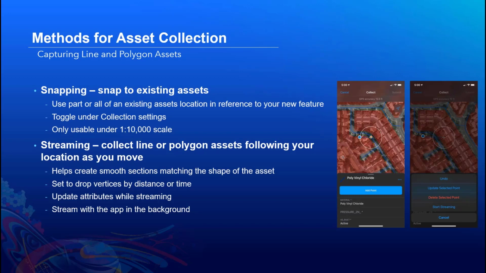We also covered streaming. Streaming is where you collect a line or a polygon asset which follows your GPS location as you move. This helps you create smooth sections along your line or polygon features. You can set it to drop vertices based on the distance you're covering or the time elapsed. You can also update the attributes in the pop-up while you are streaming. And it can be very useful at times to stream in the background if you need to put your device in your pocket, for example.